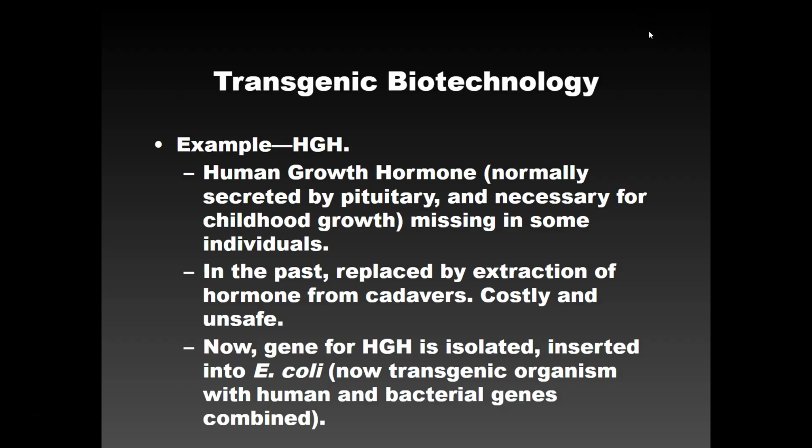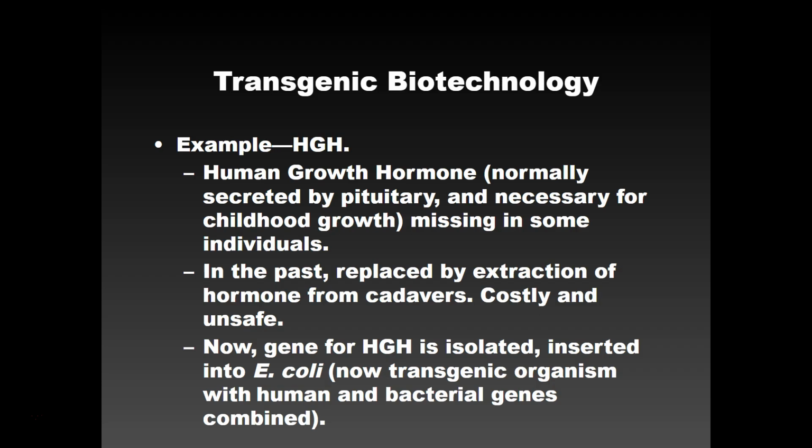So we have this idea of transgenic biotechnology, which is, as I said in the previous lecture, basically just taking the genome of one organism and putting part of it into another organism. An example of this is HGH. It's usually secreted by the pituitary. Some people are missing this, and so you need to, hopefully, get it to them when they're very young. And we used to find people that were recently deceased and extract it from them. And this was pretty costly, and it turns out not particularly safe for a number of reasons.